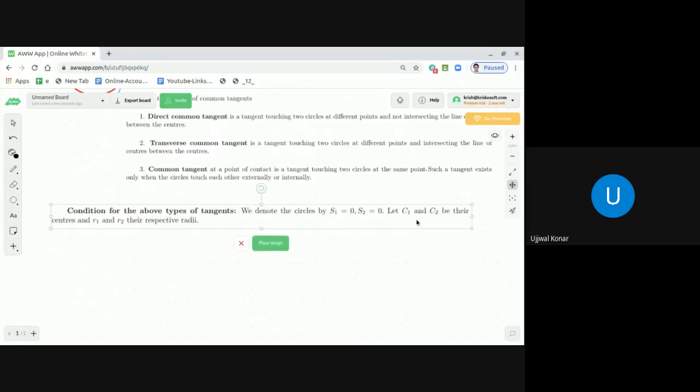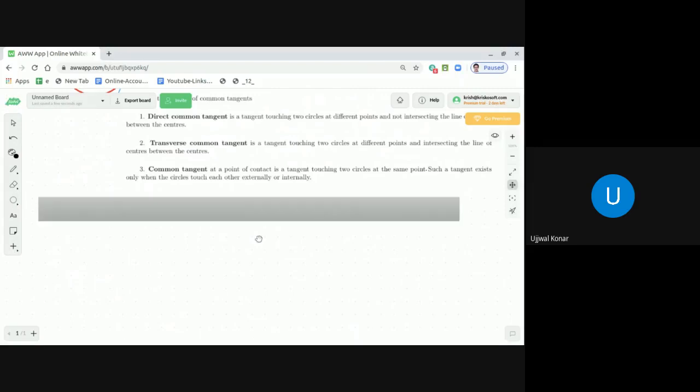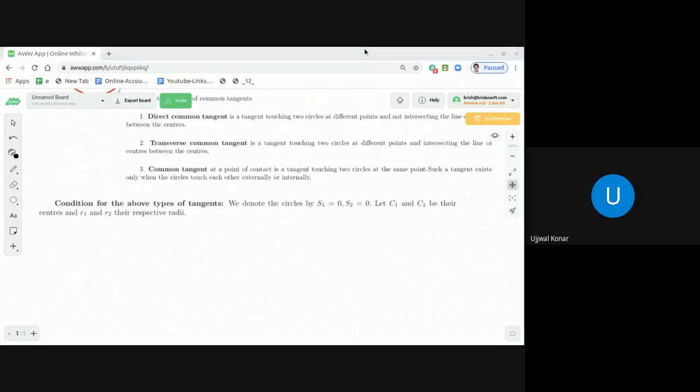And for that, we are assuming that the equations of the circles are S1 equal to 0 and S2 equal to 0. Two circles, so two equations. S1 equal to 0 is the first circle, S2 equal to 0 is the second circle. The first circle has its center at C1, the second circle has its center at C2, and R1 and R2 are their respective radii. Correct, dear students? Clear? Now first we are going to discuss case 1, when the distance between the centers is greater than R1 plus R2, and R1 is not equal to R2. So what is the case, dear students, here?